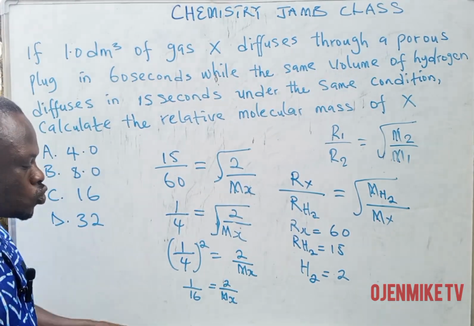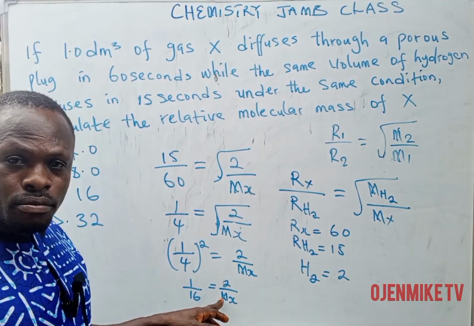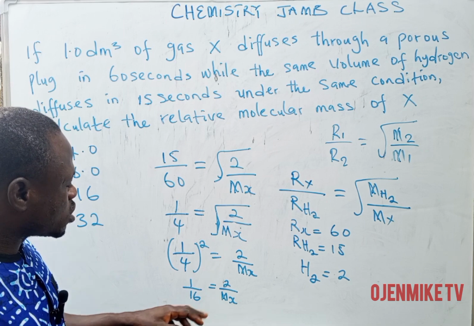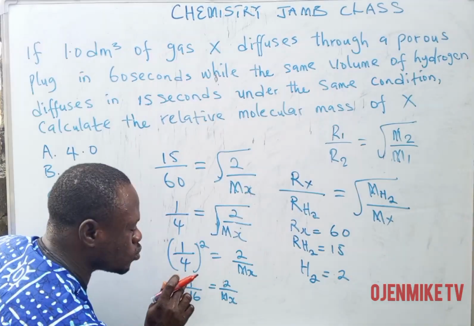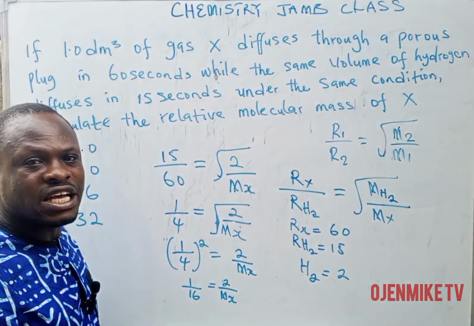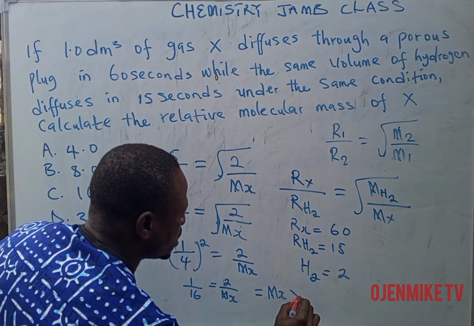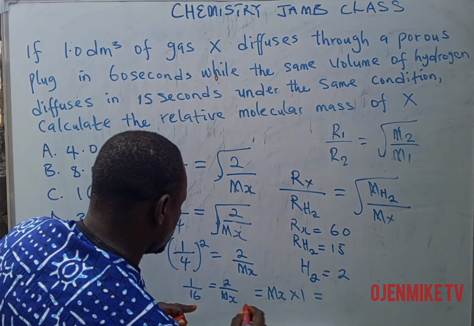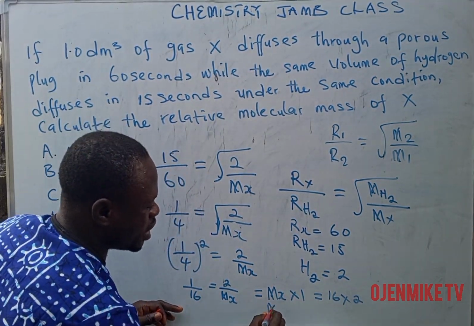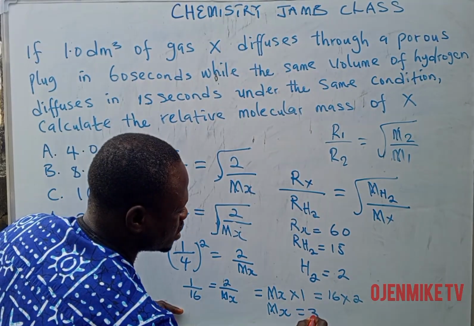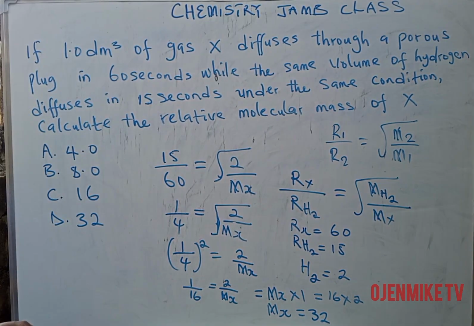So we are going to cross multiply. This is what we are after. Molar mass of S times 1 is the same thing as the molar mass of S itself, and that equals 16 times 2. So the molar mass of S is 32. So the correct option is option D.